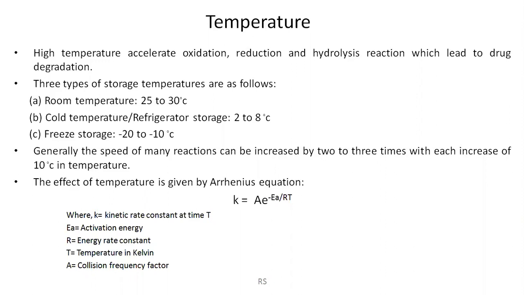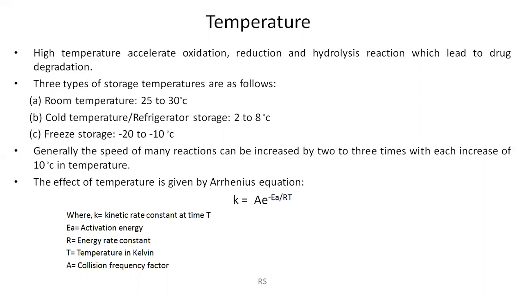Generally, the speed of many reactions can be increased 2 to 3 times with each increase of 10 degrees Celsius in temperature. It means that if we increase the temperature by 10 degrees Celsius, then the rate of degradation can increase by 2 or 3 times. The effect of temperature can be given by the Arrhenius equation, which is K = A e^(-Ea/RT), where K is the kinetic rate constant at temperature T, Ea is the activation energy, R is the gas constant, T is the Kelvin temperature, and capital A denotes the collision frequency factor, which is completely dependent on the structure of the molecules.